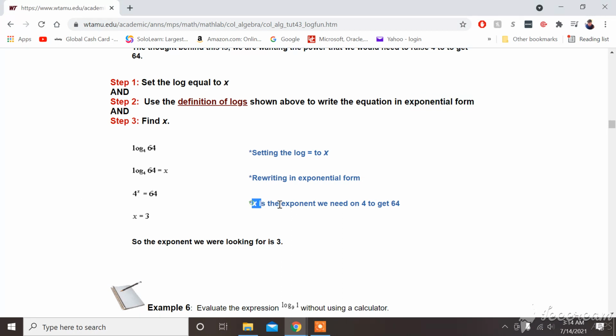And x is the exponent we need on 4 to get 64. So just find x. 4 to the what power equals 64?